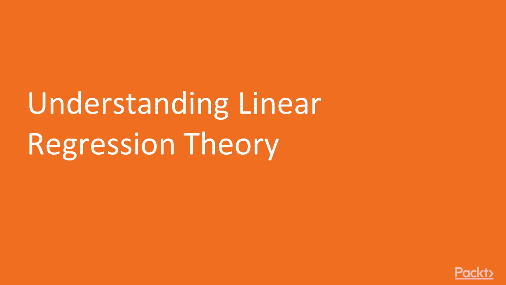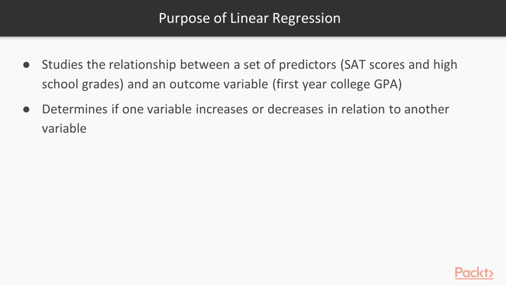In this video, we're going to talk about how to understand linear regression theory. Linear regression is going to allow you to study the relationship between a set of predictors and an outcome variable. Now, these set of predictors can be things like, for example, SAT scores and high school grades, and the outcome variable might be first-year college GPA.